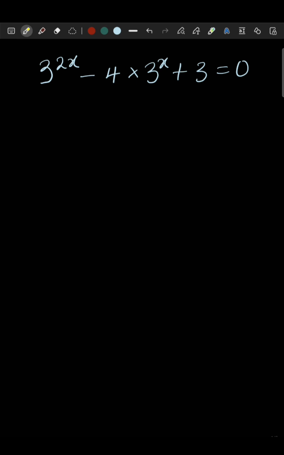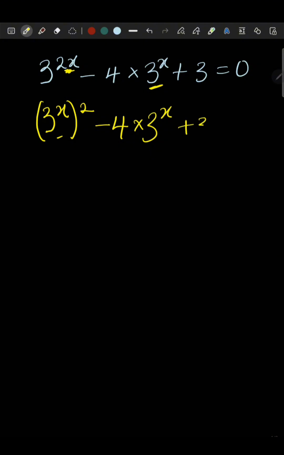You have 3 raised to the power of 2x minus 4 multiplied by 3 to the power of x plus 3 is equal to 0. And our target is to find x. Do you know that this 3 to the power of 2x can be written as 3 to the power of x, then raised to the power of 2, because x times 2 gives us back this 2x. The essence of doing this is to get a similar term, which is this 3 to the power of x that is here already. I want us to have a uniform term here. Then plus 3 equal to 0.